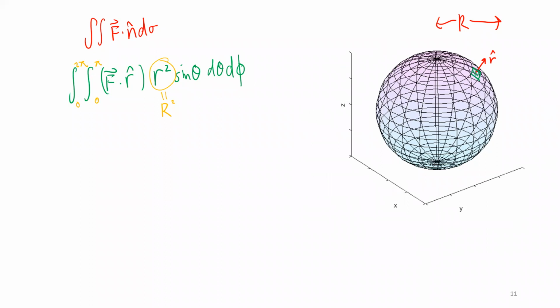However, for example, if I'm just considering this part, then what do you need to do? Again, it goes from 0 to 2 pi for the azimuthal angle, but for the polar angle it goes from 0 to some value, theta naught.